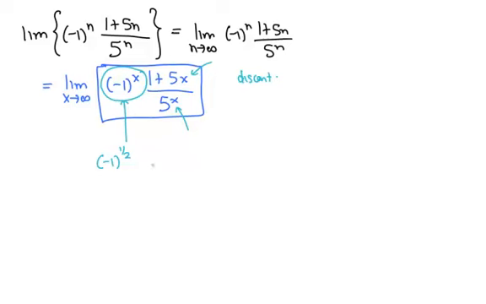Well, if you plug in negative 1 to the 1/2 power, that's the square root of negative 1. But the square root of negative 1 is an imaginary number, which means this value is not in the domain of the function. It's discontinuous at 1/2. In fact, the same thing would be true for negative 1 raised to any fraction with an even denominator, because that's going to be asking you to take an even root of negative 1. And even roots of negative numbers are not real.